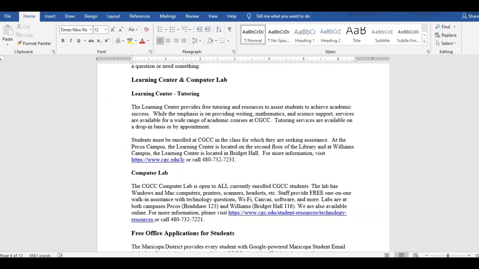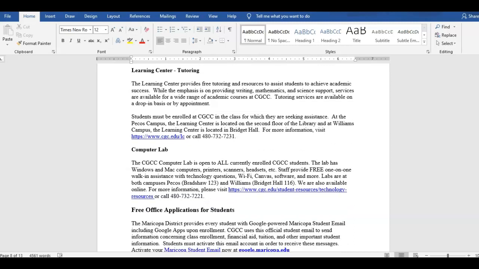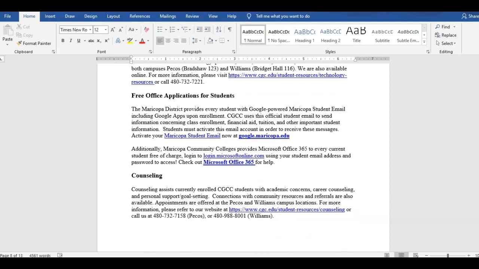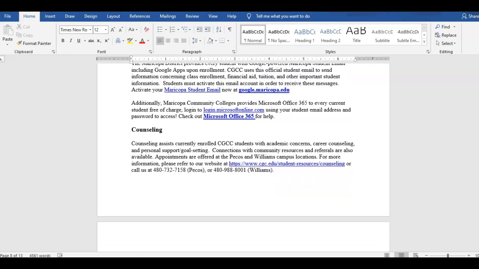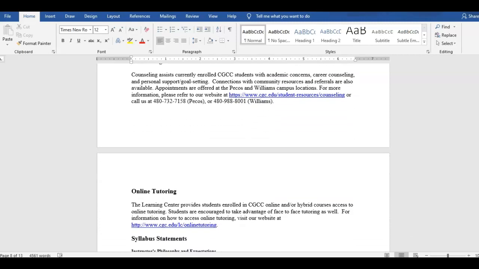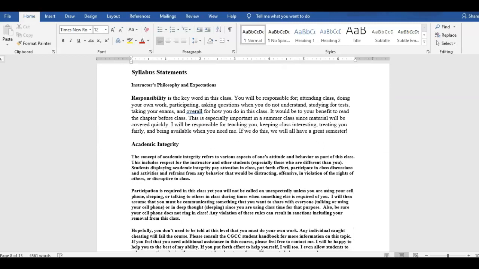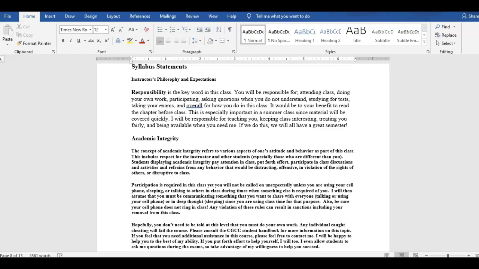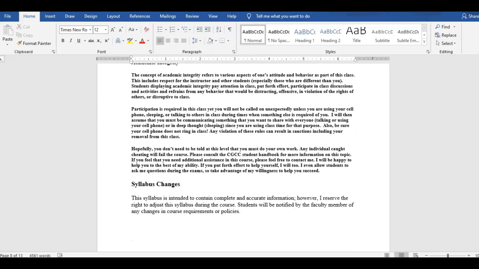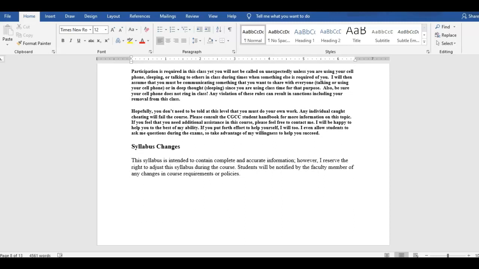Look at that. We have a learning center and a computer lab, tutoring and technology help if you need it. You can get Microsoft Office by following these links. We do have career and personal counseling, even if we're not meeting in person, online tutoring, student responsibility and academic integrity. We already talked about that.